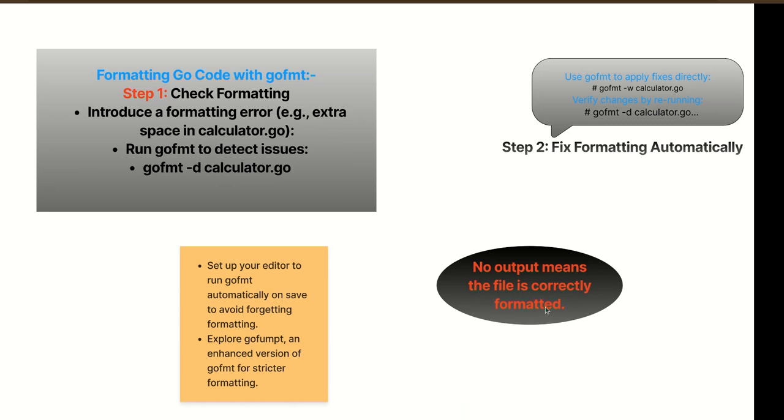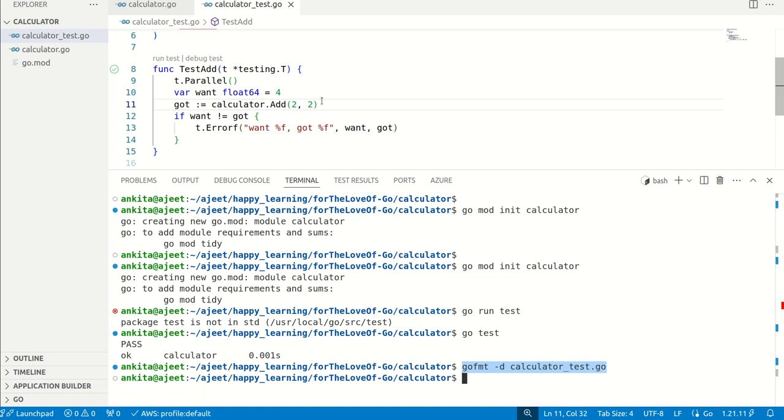And the best thing is to set up your editor to run fmt automatically on save to avoid formatting errors. Explore go fmt and enhance the version of go fmt for stricter formatting. With the help of that, you can automate this part.